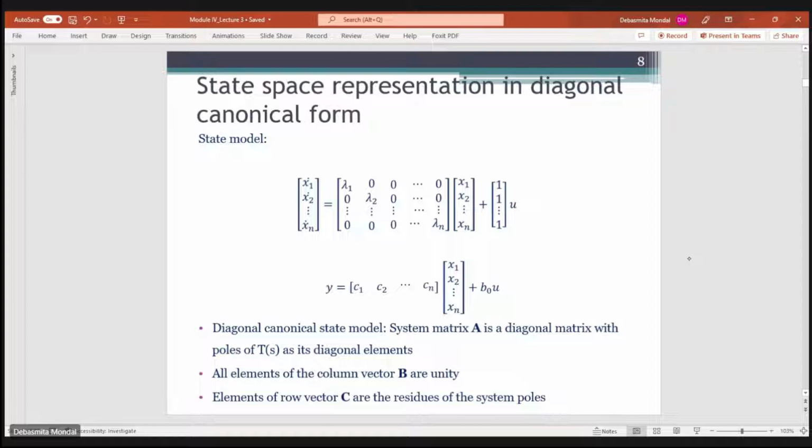And if you observe the matrix B, all the elements of this matrix B are 1. Similarly, the elements of the row vector C are the residues of the system poles. Okay, so this is the diagonal canonical form representation of the state space model.